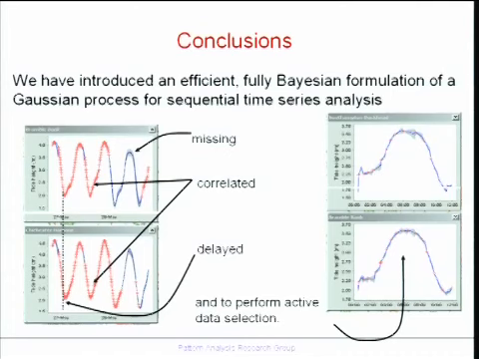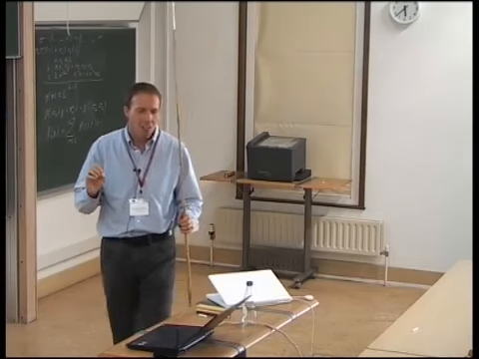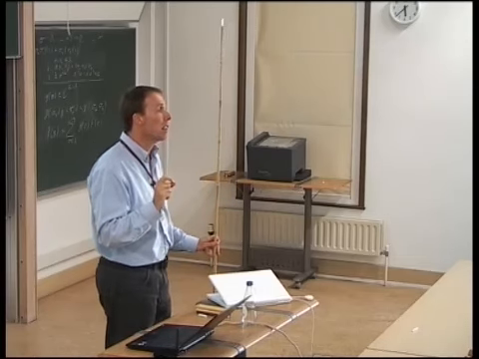What we have been interested in doing is looking at a fully Bayesian Gaussian process model. Fully Bayesian means we try to integrate out the uncertainty in our hyperparameters rather than setting them at their maximum likelihood values. To do that, we've used Bayes-Hermite quadrature, introducing another Gaussian process under which we can then integrate out that uncertainty in all of the hyperparameters. Certainly for the application we're interested in, the GPs have been a really good process model for looking at missing, correlated, delayed data and so on, and very importantly to perform active data selection.